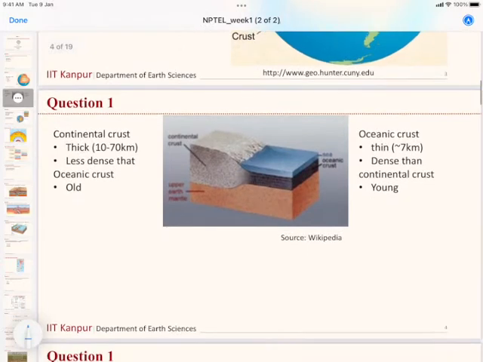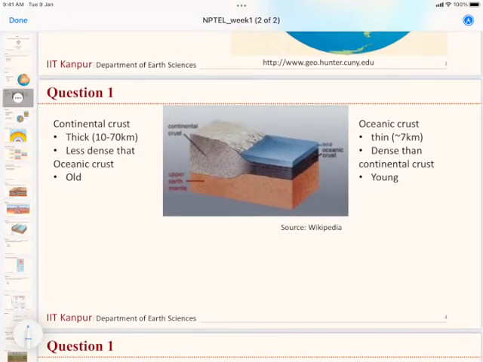In this figure you can see that this thick body is called the continental crust. And the one which is not as thick as the continental crust, we call the oceanic crust. The thickness of continental crust varies from 10 to 70 kilometers, whereas the oceanic crust is very thin, with a thickness of around 7 kilometers.